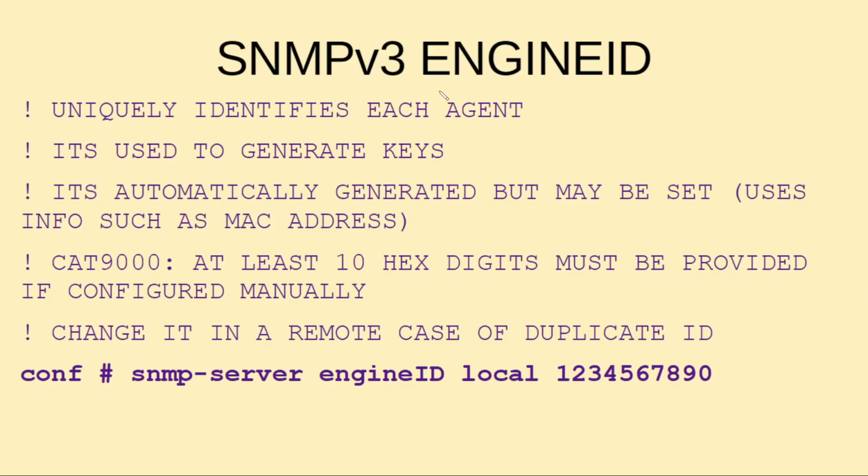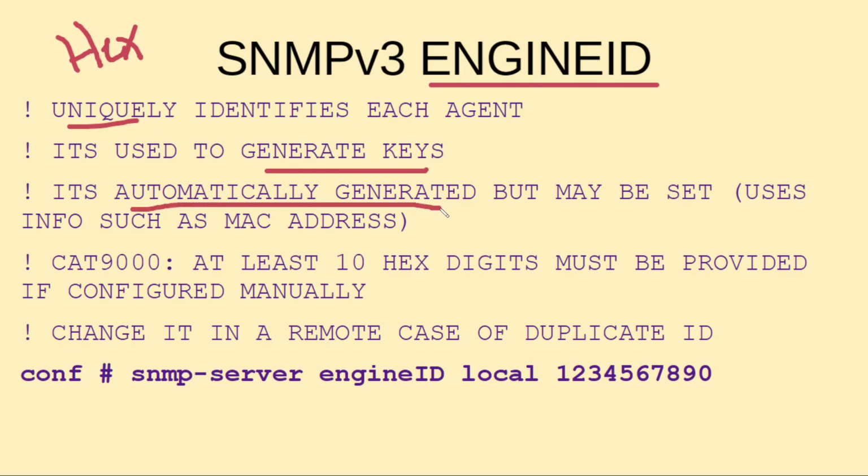Let's talk now about the ENGINEID. This is a hexadecimal number that uniquely identifies each remote device or agent. It is used to generate keys for authentication and privacy. It is automatically generated, for instance, using the MAC address of the device to guarantee uniqueness. However, we may set it for Catalyst 9000. We must provide at least 10 hexadecimal digits when configuring it manually.